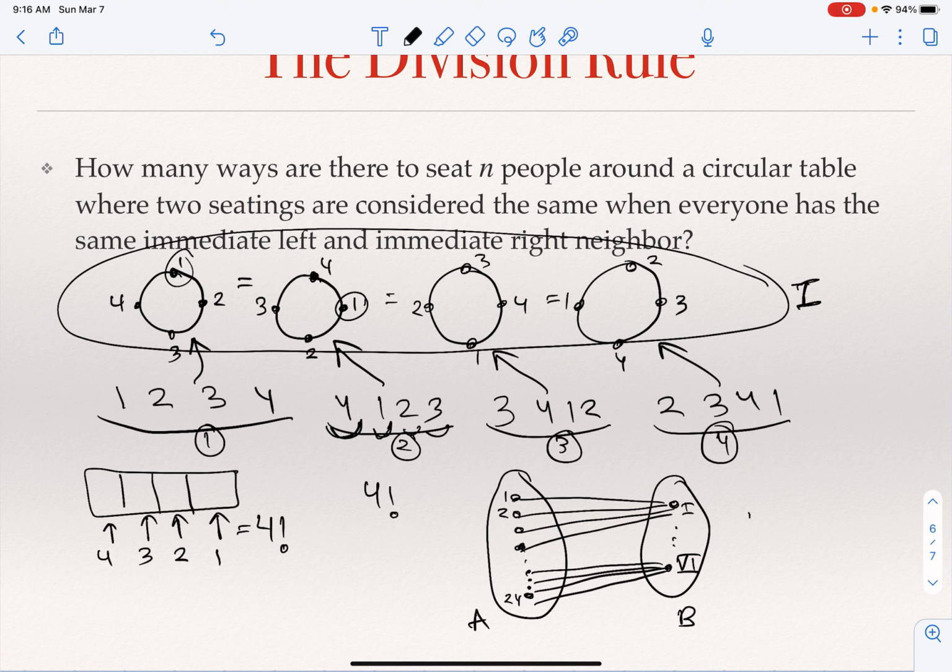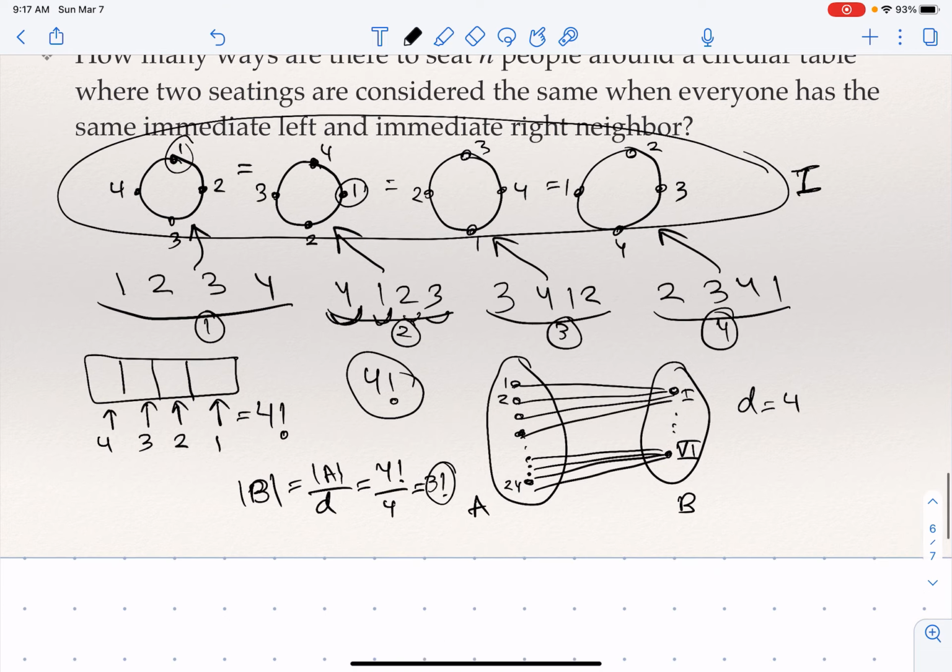So here D is 4. Every 4 elements in A map to exactly the same element in B. And the size of A, which we can count, is 4 factorial. Therefore, the size of B, the set we are interested in, the number of unique seatings around the circular table, is the size of A divided by D, which is 4 factorial divided by 4, and this gives us 3 factorial, which is 6. Okay? So there are 6 ways of seating these people around a circular table.